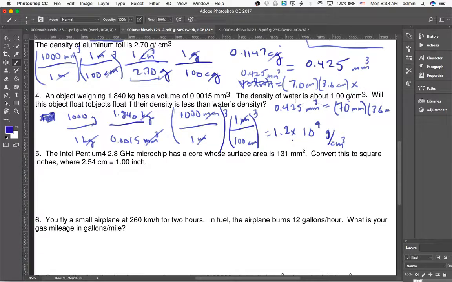So this is definitely going to sink. It's not. The question is, will the object float? No, this would never float. Not only would this sink into water, it would sink in solid ground. It's that dense. It would continue into the center of the Earth, and it would stay there.